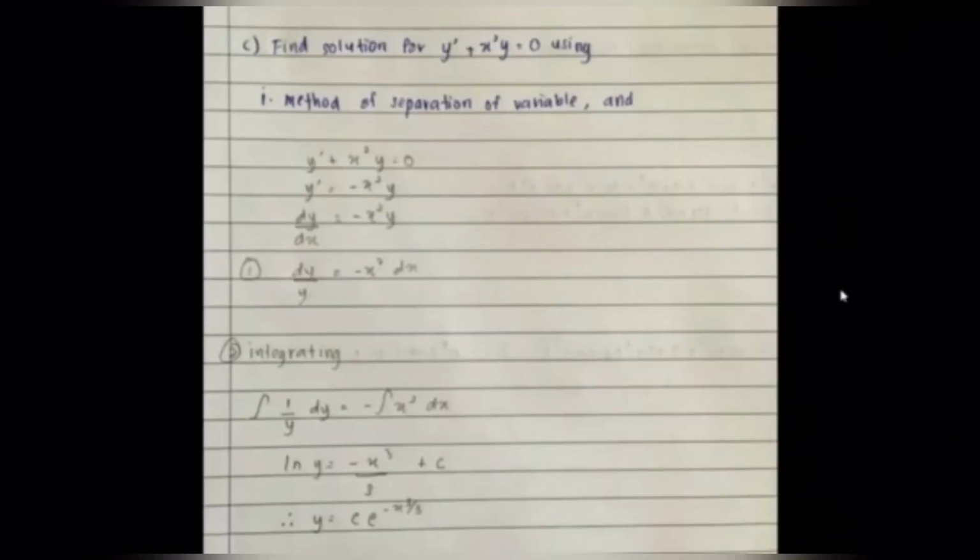C1. 1 is the method of separation of variable. So we need to integrate, and the answer is y equal to c exponent negative x power of 3 over 3. And for the C2, power series without recurrence relation.